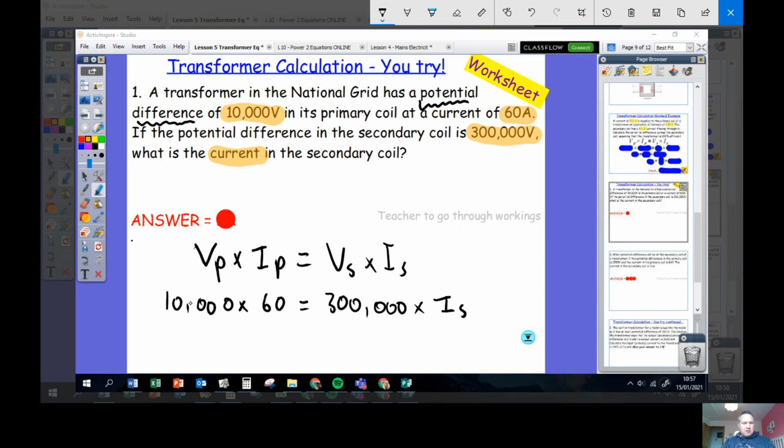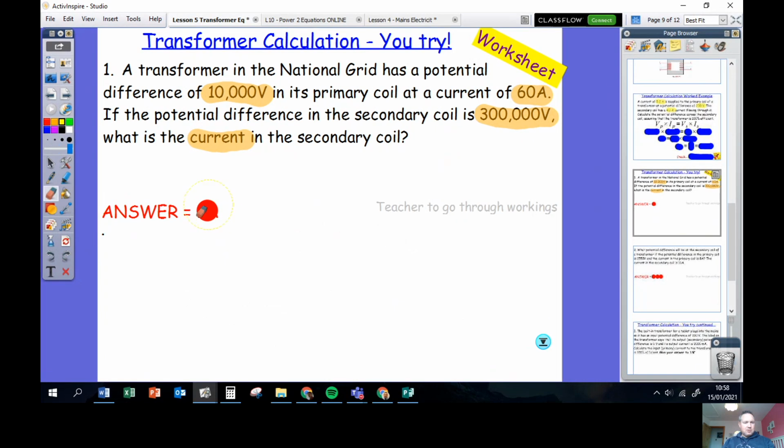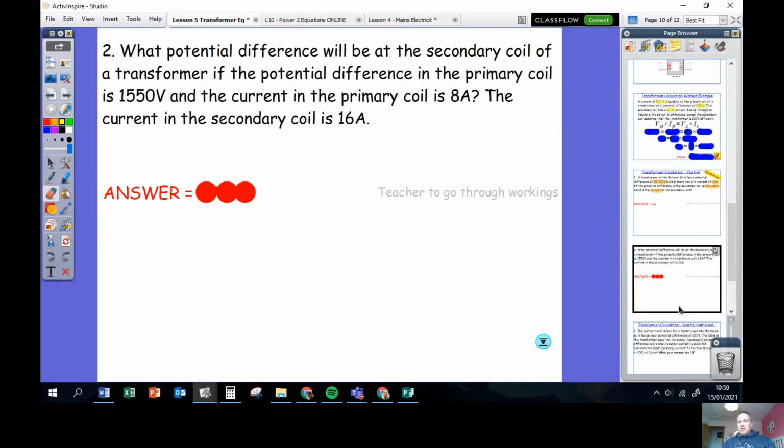So let's have a look. I'll work these out. 10,000 times 60 is 600,000 equals 300,000 times my secondary current. So to find my secondary current, I divide both sides by 300,000, and that gives me my secondary current is 2 amps. So I divided both sides to get that, and let's check my answer to see if I was right. Oh, come on, Mr. Bremner. Yay, good for me. 2 amps was the correct answer, but it is important you show your working out for those. So make sure you fill that in on the worksheet.